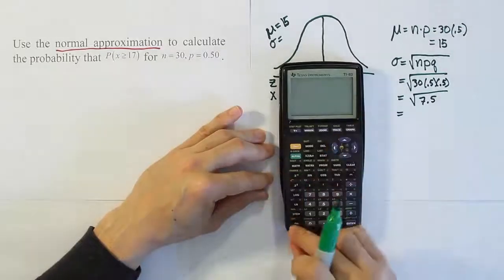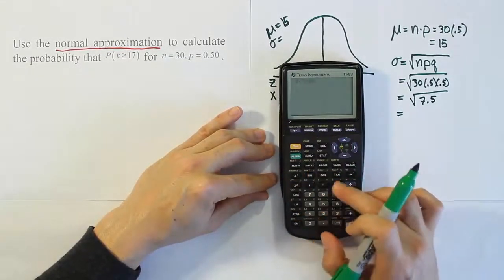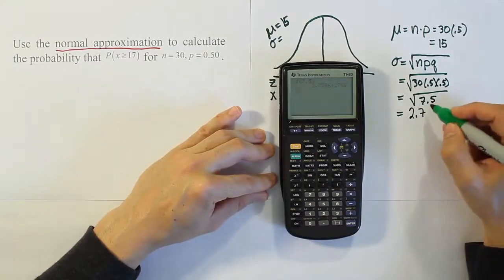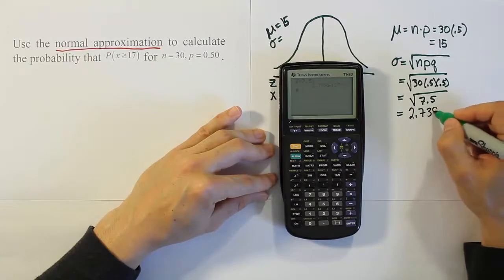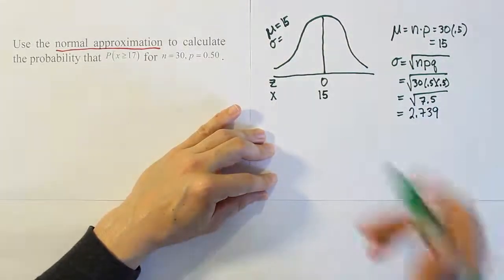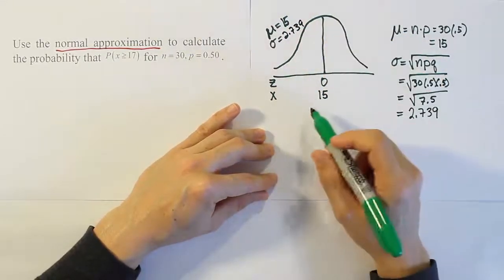Let's do that now and see what that is. So the square root of 7.5. When you do that, you get the answer 2.73, let's say 9, just to get it out to 3 decimal places. 2.739. So 2.739 becomes our standard deviation.